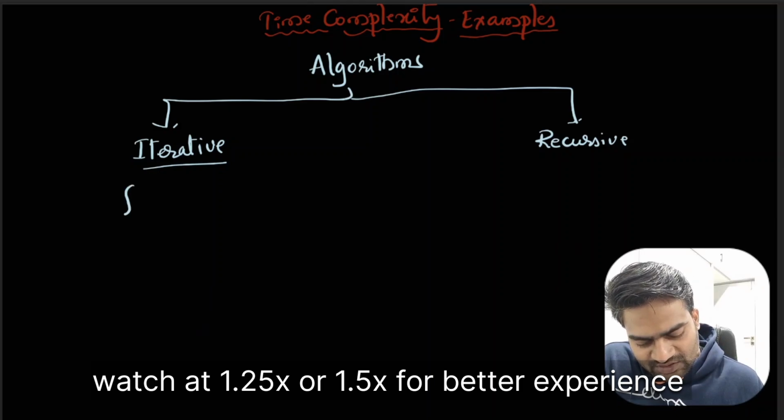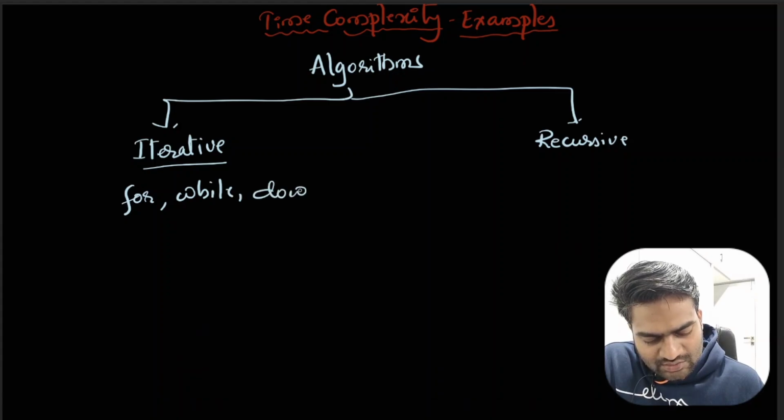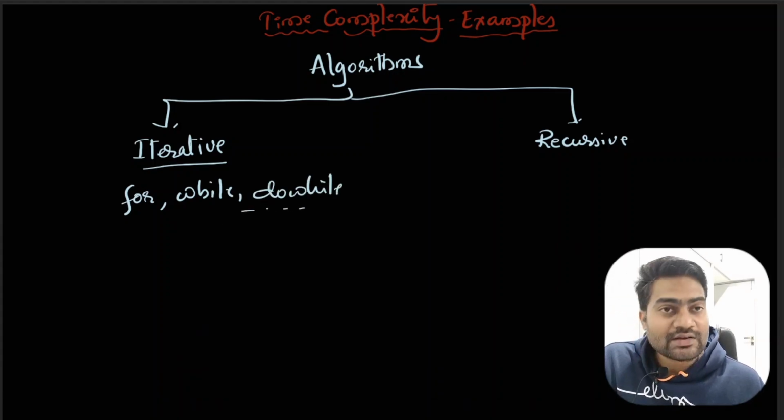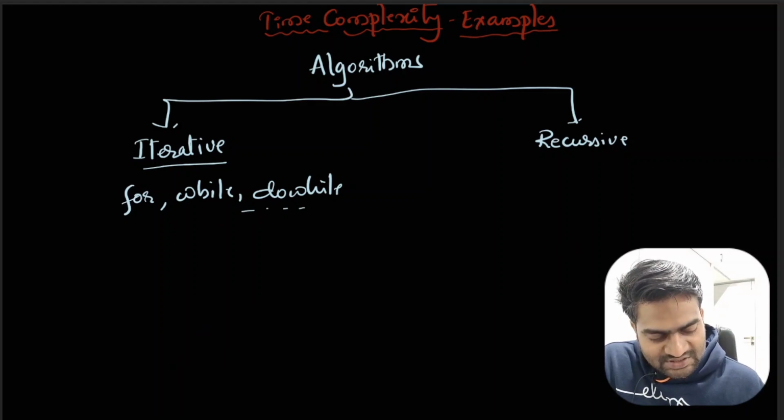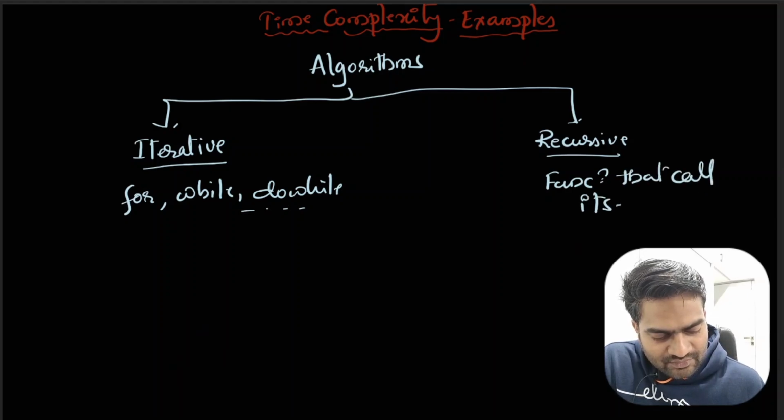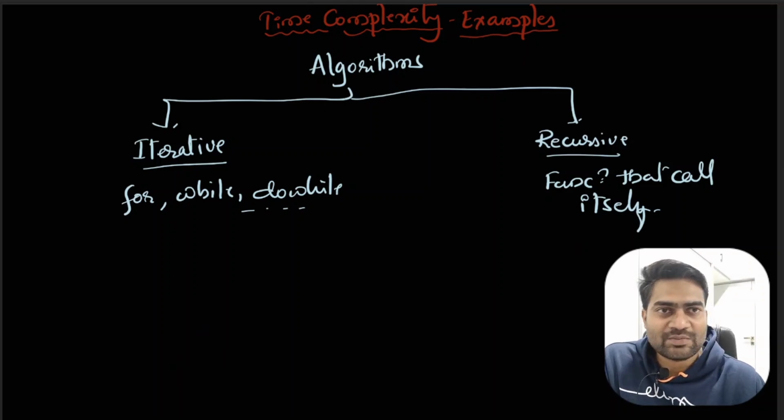So what are iterative algorithms? Basically the algorithms which use loops like for loop, while loop, and do while loop. These are iterative algorithms, and recursive algorithms are nothing but the functions that call themselves. So basically in a recursive algorithm, the function calls itself to solve a particular problem. We will look into recursive algorithms in the upcoming videos. In this video, we will look into the iterative algorithms first.